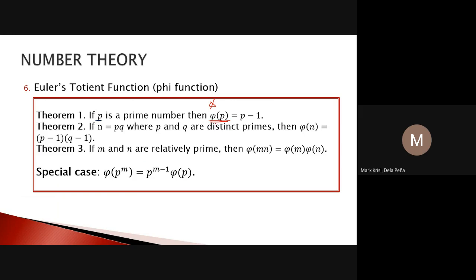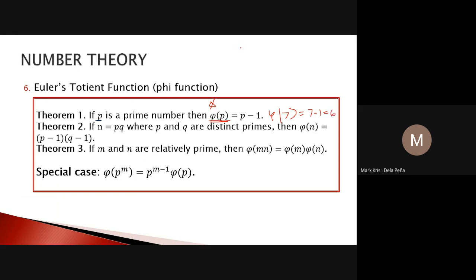Okay, so this is read as phi, and that's equal to p minus 1. Say, for example, 7. Now, since 7 is a prime number, therefore, the numbers relatively prime to 7 is equal to 7 minus 1, which is 6.